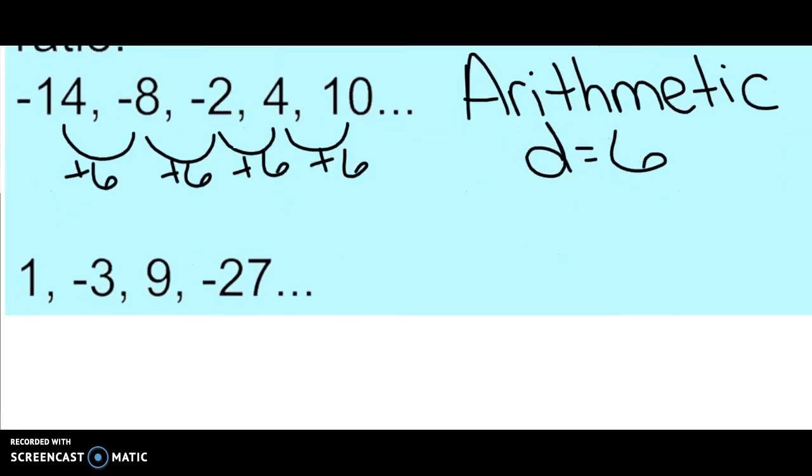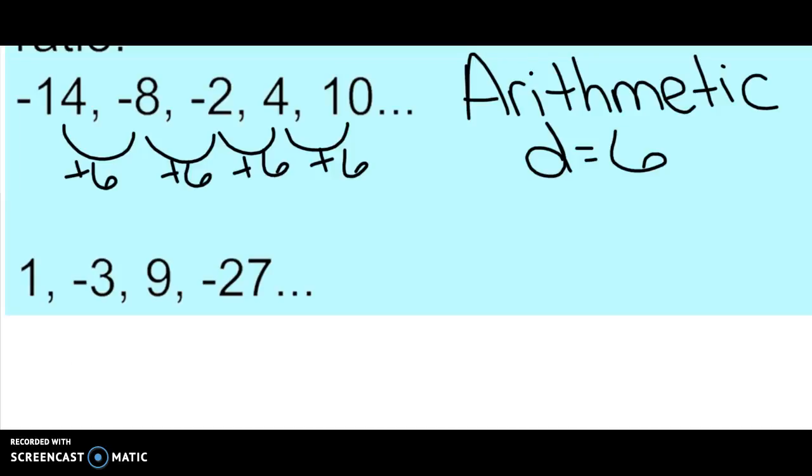All right, let's look at the next one. Again, assume it's arithmetic. To go from 1 to negative 3, I'm subtracting 4. But to go from negative 3 to 9, I'm adding 12. That is not an arithmetic sequence. So let's see if we can multiply or divide.